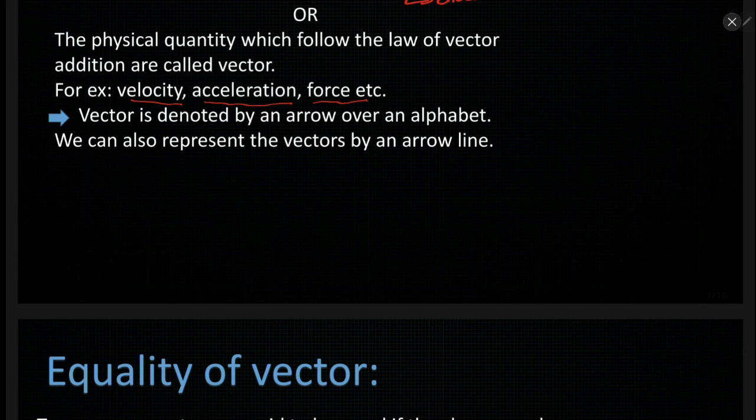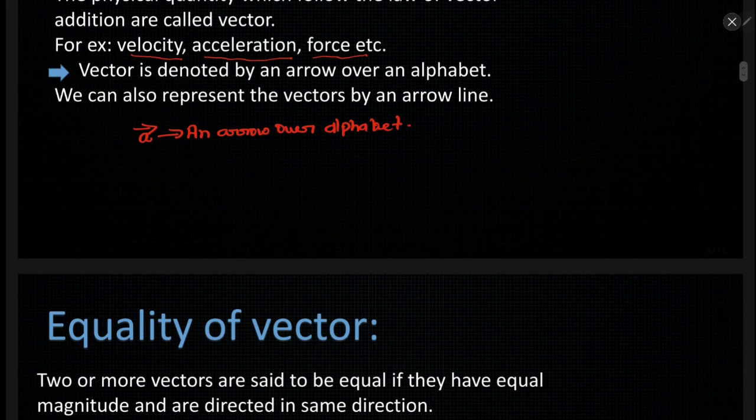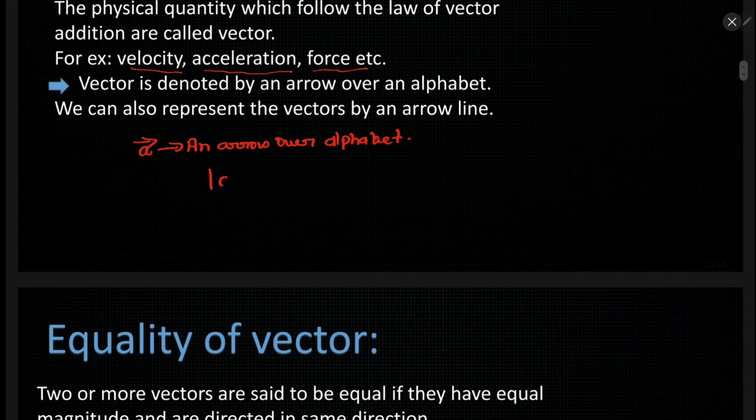We denote vector by an arrow over an alphabet, where this is the magnitude of vector. It seems like modulus.